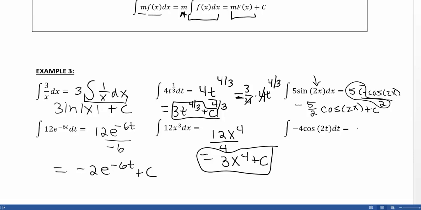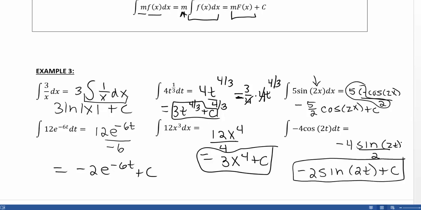So that means I'm going to have negative 4 times sine of 2t divided by 2. Now again, I want to simplify. Negative 4 divided by 2 gives me negative 2 sine of 2t plus c.